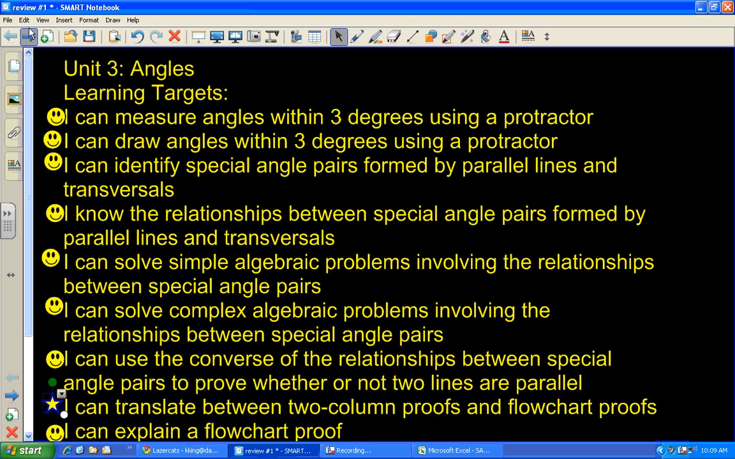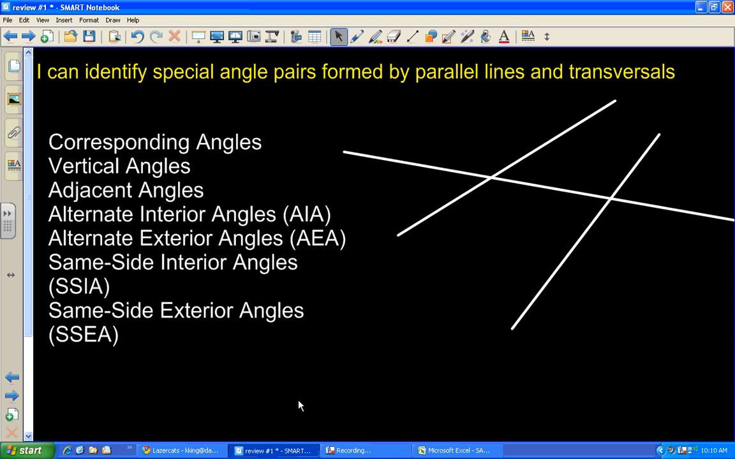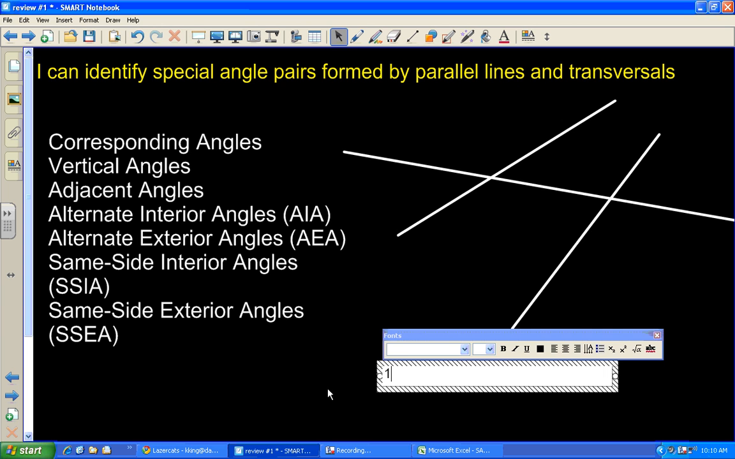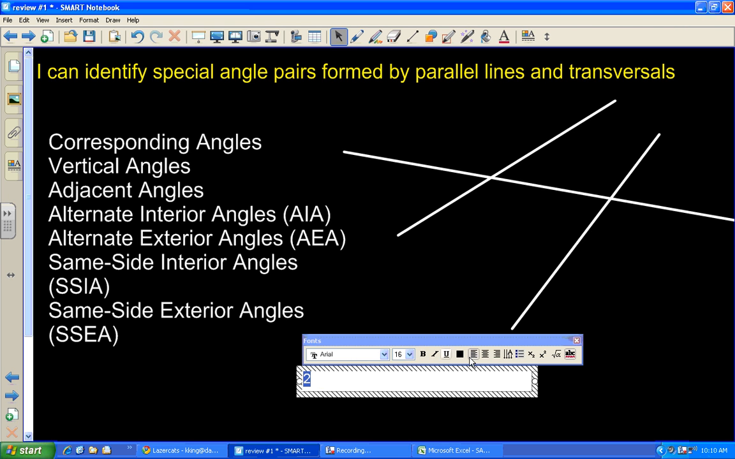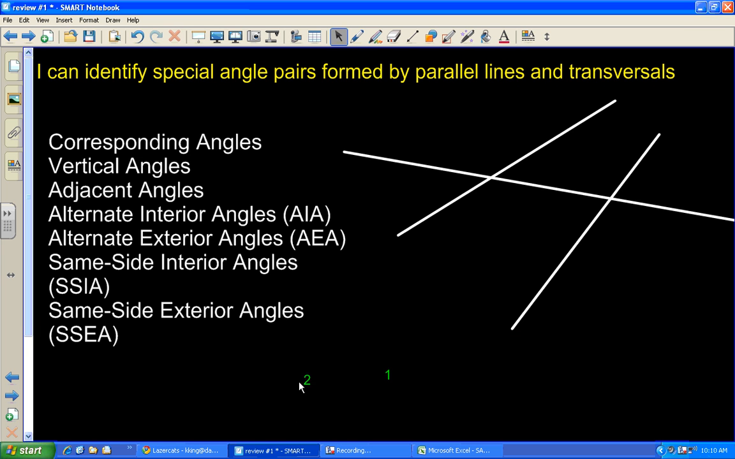Okay. The first learning target I'm going to look at says I can identify special angle pairs formed by parallel lines and transversals. This is simply, can you tell me where these things are? All right. So for instance, let's say I had this angle and this angle. I might say identify what kind of angles those are. And so given the list, given all your options, you need to know which ones those are.